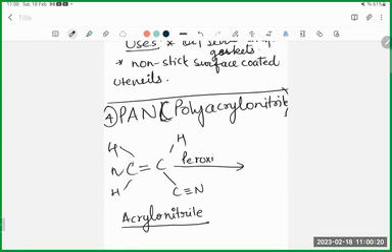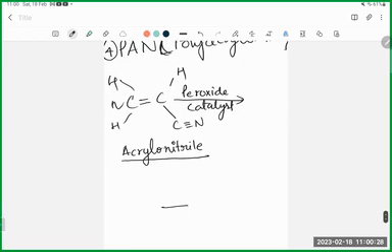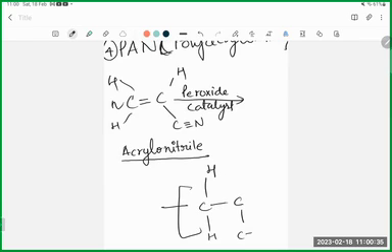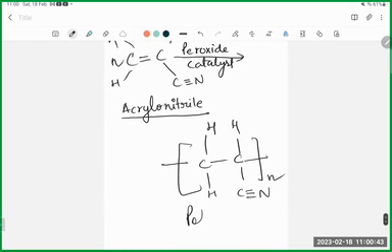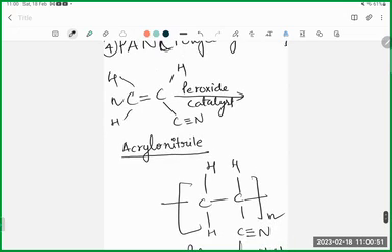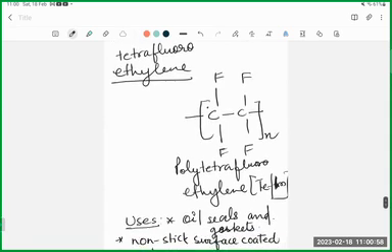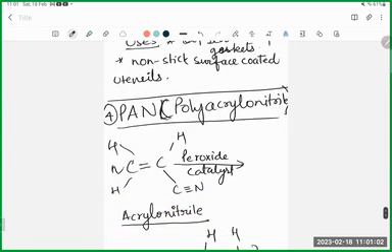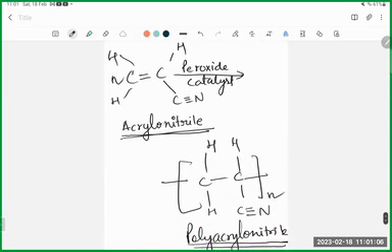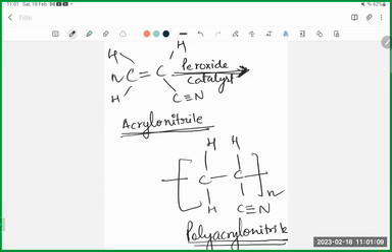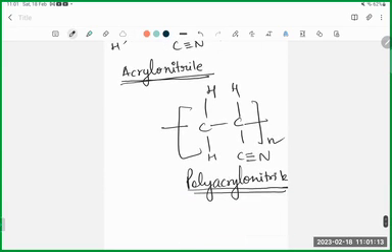Peroxide catalyst, again, to initiate the reaction, follows the addition polymerization process and forms a compound. H and H up and down, C triple bond N, H down, and this is getting repeated n times. So what do you call this compound? Polyacrylonitrile. As I said, by the end of the chapter you will be aware of every compound. I hope you now know what is Teflon, what is polyacrylonitrile. Polyacrylonitrile undergoes addition polymerization, and the monomer unit we use is acrylonitrile. Again the same peroxide initiates the reaction, and we get the product polyacrylonitrile.